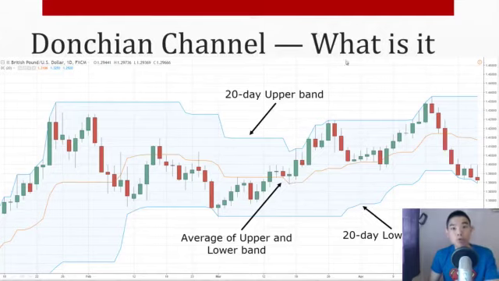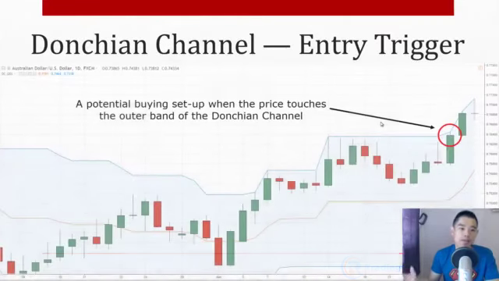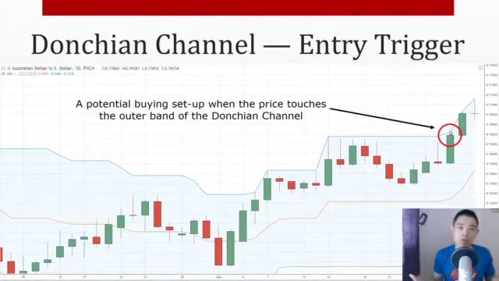So how do you actually use this indicator? There are a few ways. Number one, it can serve as an entry trigger. If the price breaks above the blue line, it's telling you that it has made a new 20-day high. So if you're trading breakouts, this can serve as an entry trigger to get on board the breakout or the trend. So the first thing a Donchian channel can do is act as an entry trigger.